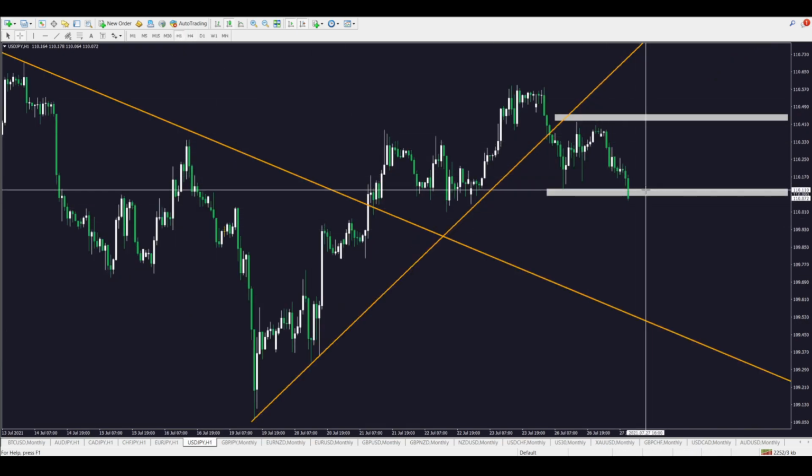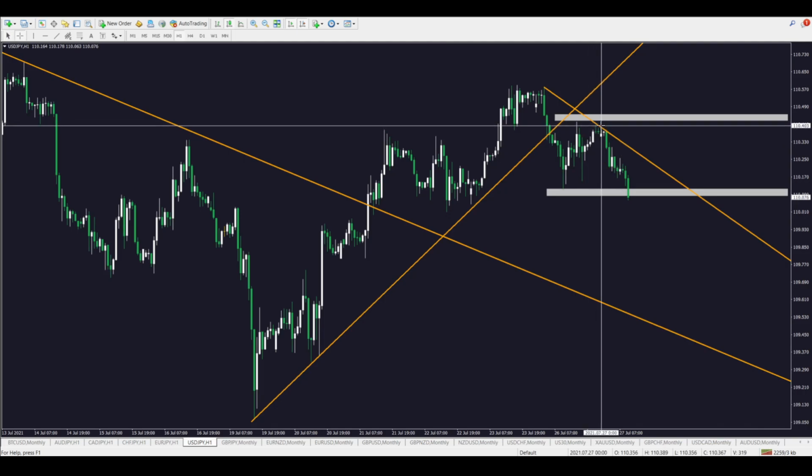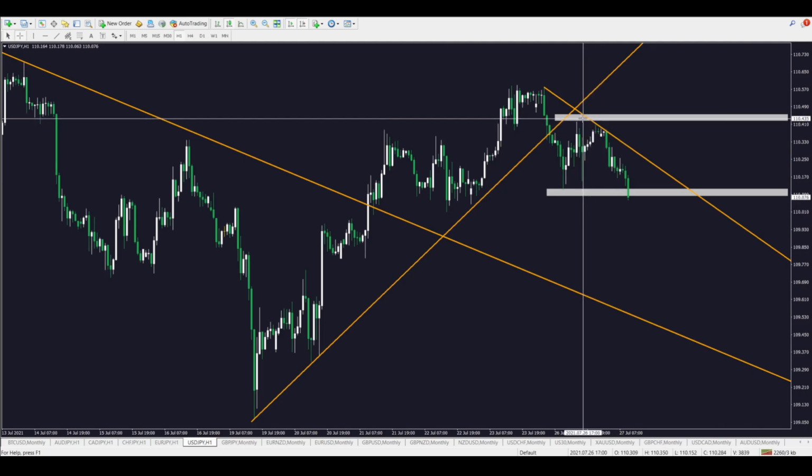So my sell stop would have been triggered right about here. Price broke below this point without going above this point, so my sell stop would have been triggered. All right, and with maybe a stop loss of about right here or above here. But yeah.